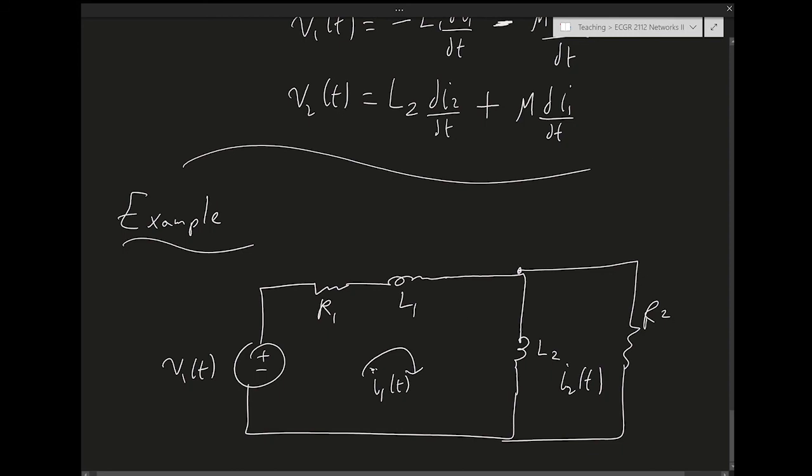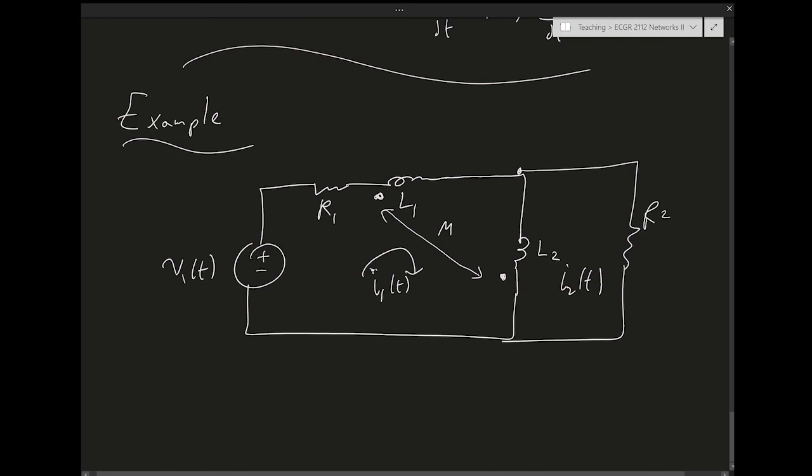We don't have to draw the two coupled inductors close together like that in the circuit. They could be close together in real life, they have to be to couple, but we could draw them farther apart. So those two inductors are coupled in this manner. There is a coupling constant M, and this is the dot configuration. We want to write the two mesh equations. So let's do that.